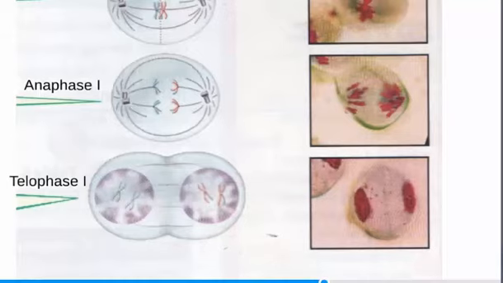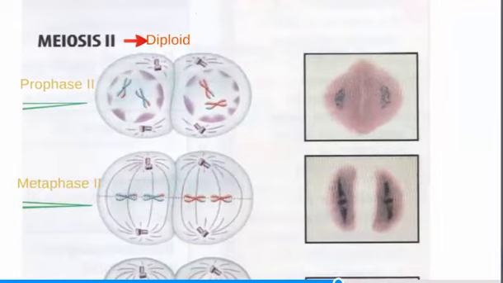Now we get to the telophase. In the telophase, the spindle fibers are going to disassemble, and the cell undergoes cytokinesis. Then we go to meiosis 2.